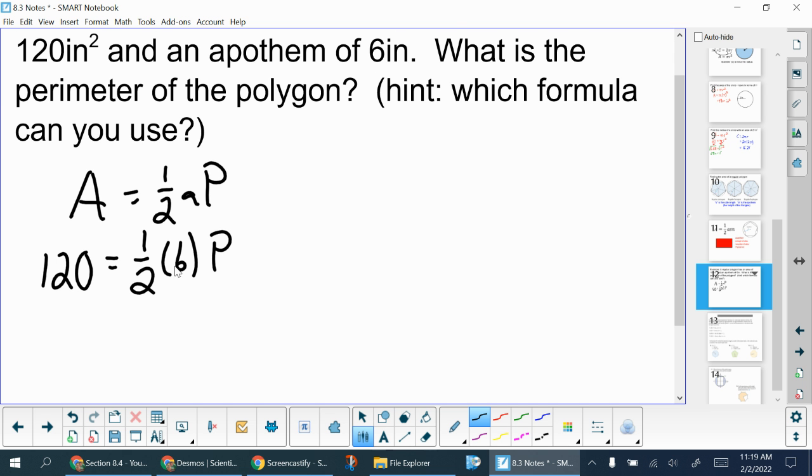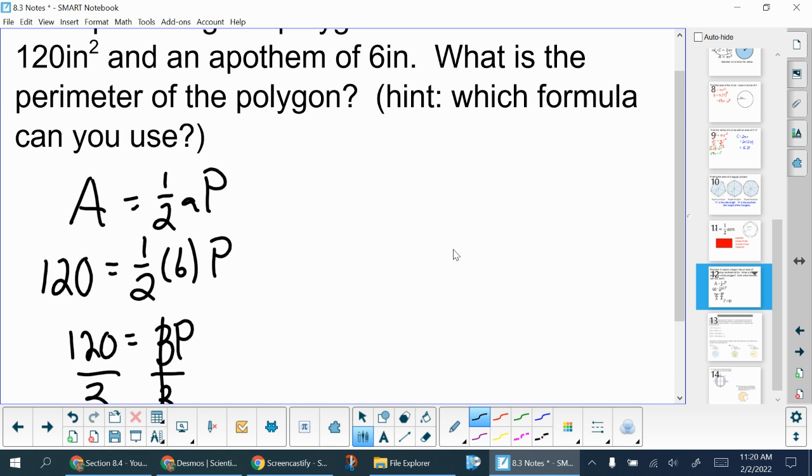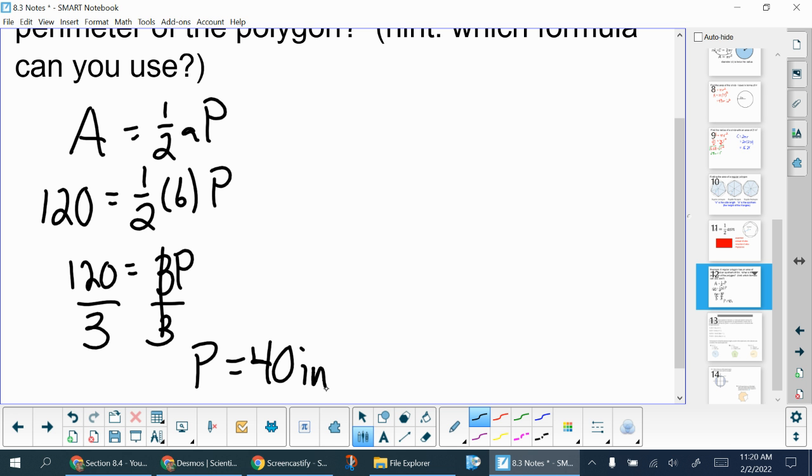At this point, a good strategy would be to simplify what we can. Since we've got 1/2 times 6 here, I might as well just do 1/2 of 6. That is 3. And then I can divide by 3 on both sides. And that gives me my perimeter. 120 divided by 3 is 40. And since my area was in square inches, my perimeter will be in just inches itself. And so there you go.